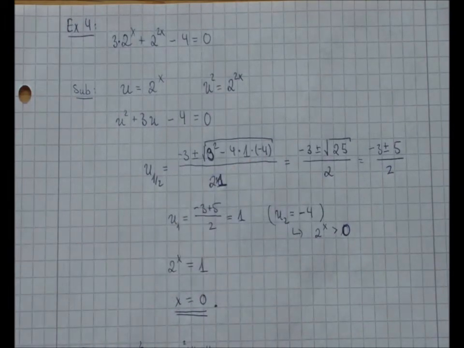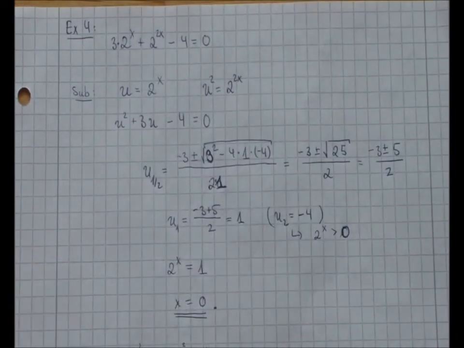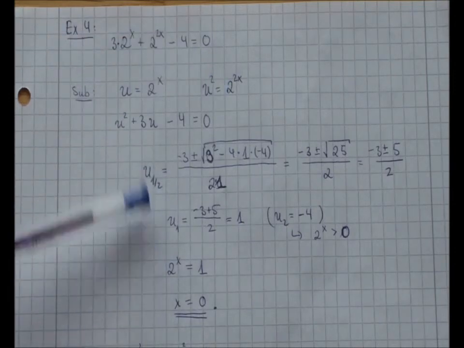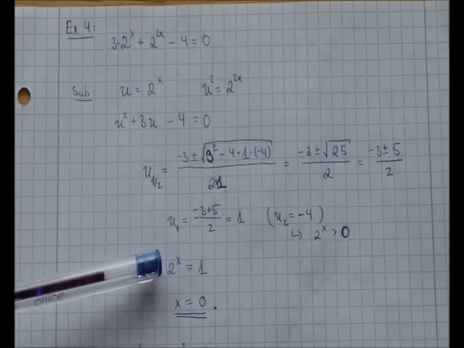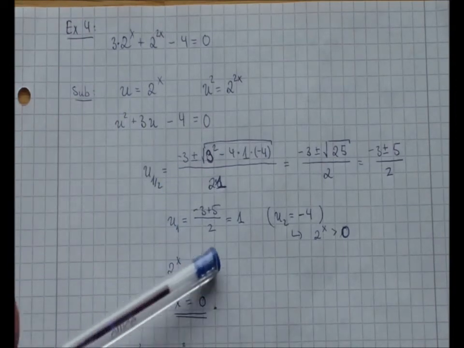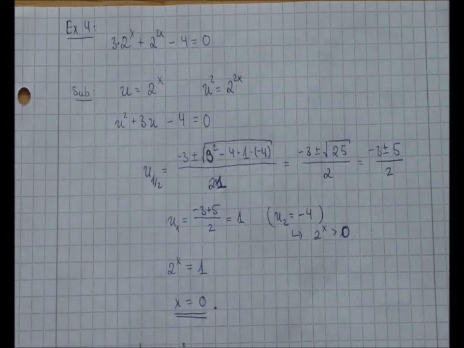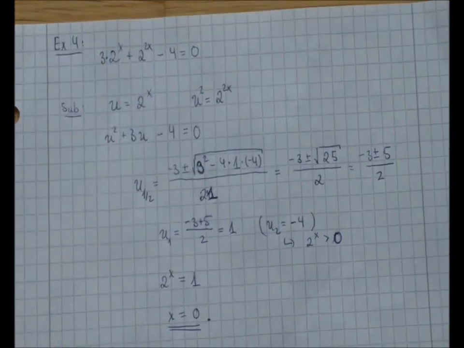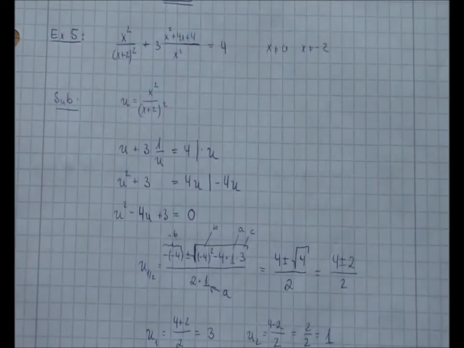Now here comes an important part. Exponentials are always positive, so this will give you a contradiction, so do not look further. The only thing that is left here, we do the resubstitution, u is equal to 2 to the x equals 1, so you have this solution, and solving this will give you x is equal to 0. Okay, now remember roots, powers. Now here we have exponentials. Let's look at another example.